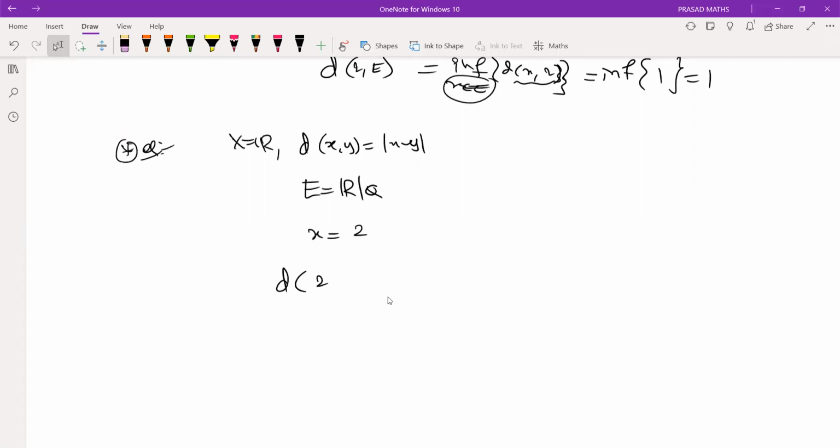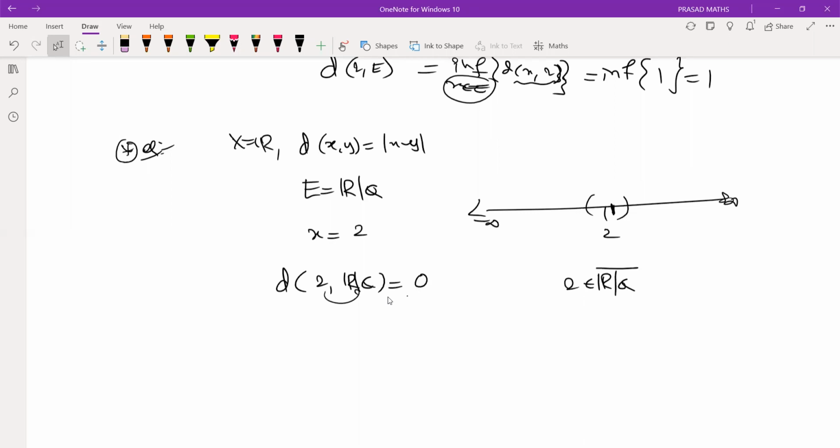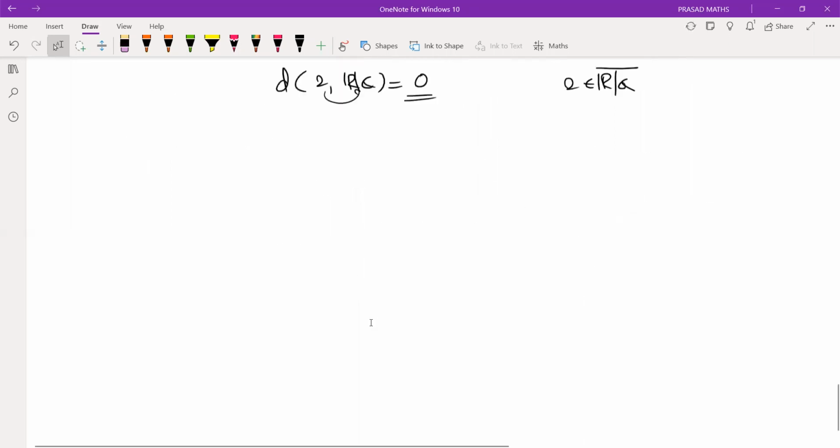What is meant by distance between 2 and the irrationals? Anybody? 0, right? Because 2 is a limit point. You take any neighborhood, it contains at least one irrational. Therefore, 2 is a limit point of the irrationals. Therefore, 2 belongs to the closure of the set. Therefore, distance is 0, right?